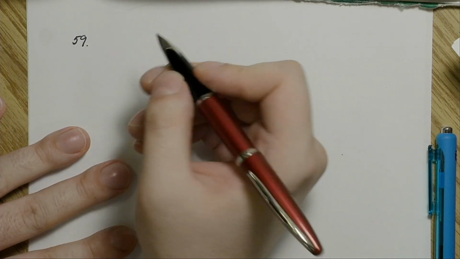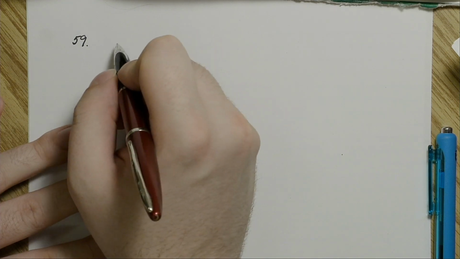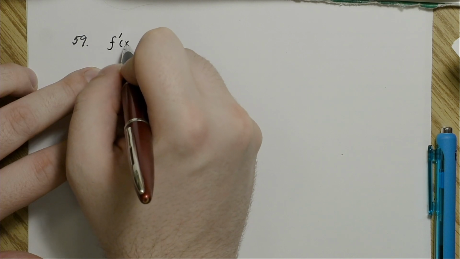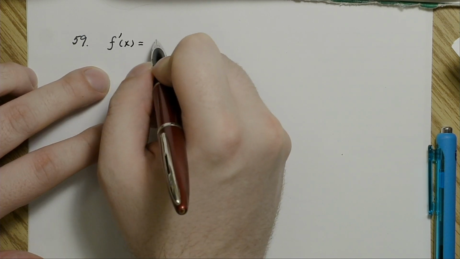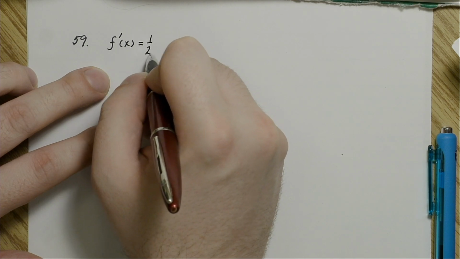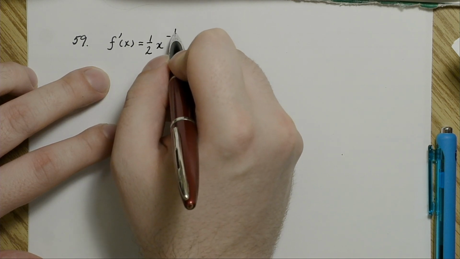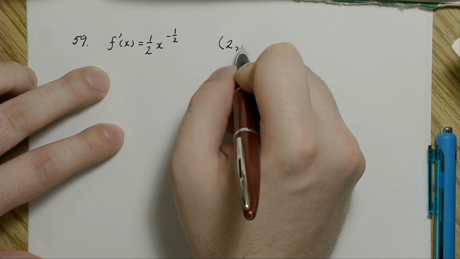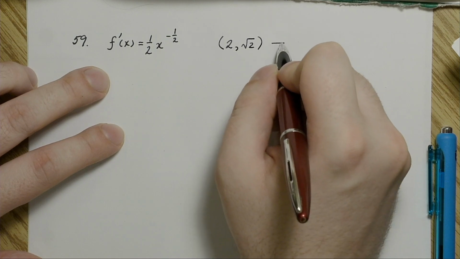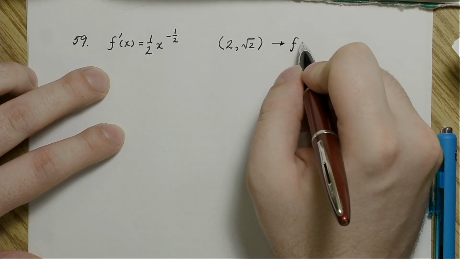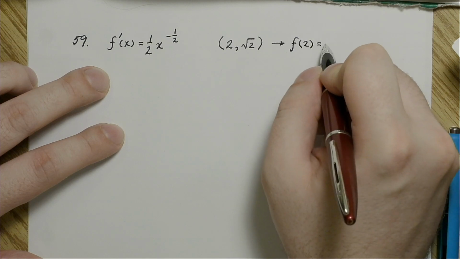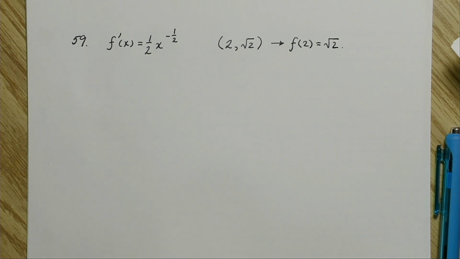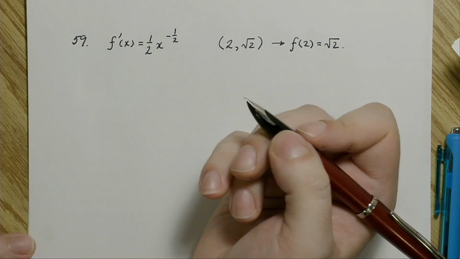So, very similar to what we did with our initial value problem. I have f prime at x, and I think that's 1/2 x to the minus 1/2, and the point that they're giving us is 2, root 2. And just to make sure, that's the original function, f at 2 equals square root of 2. Okay, so then we integrate.